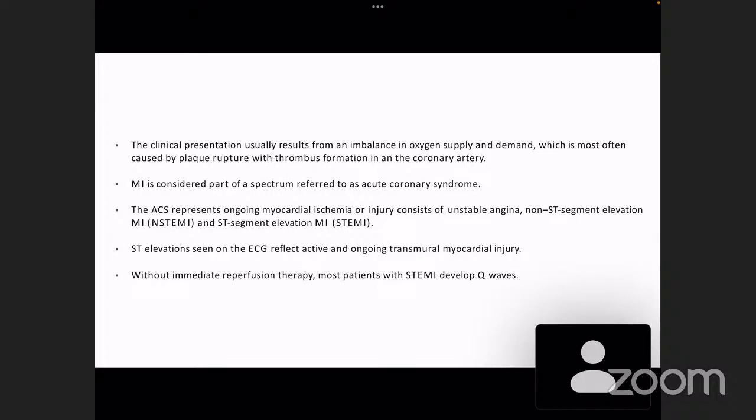MI is a spectrum of the acute coronary syndrome, which are either unstable angina, non-ST elevation MI, or ST elevation MI. The ST elevation seen on ECG reflects an active and ongoing transmural myocardial injury. Without immediate reperfusion, the STEMI patient will develop Q wave.